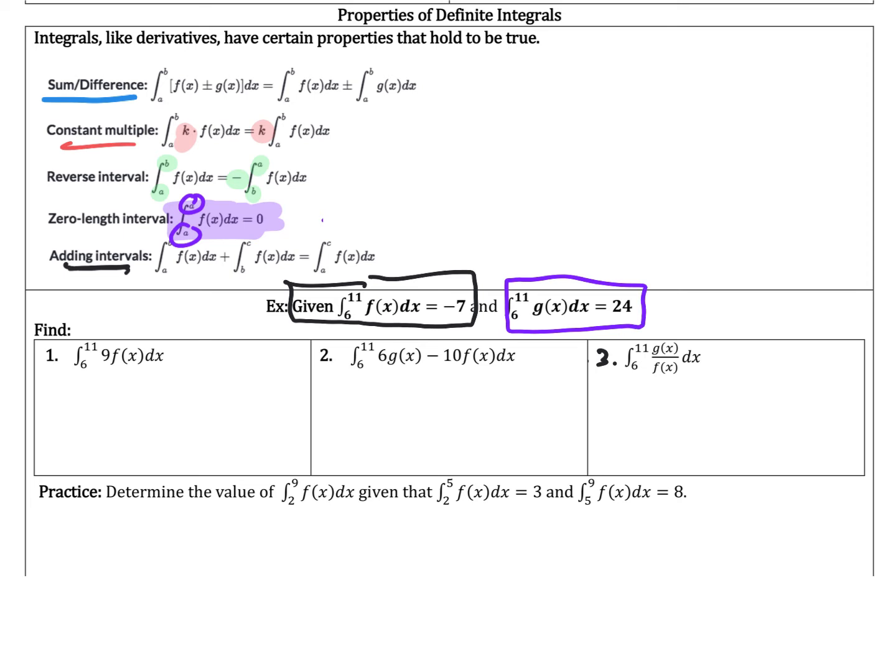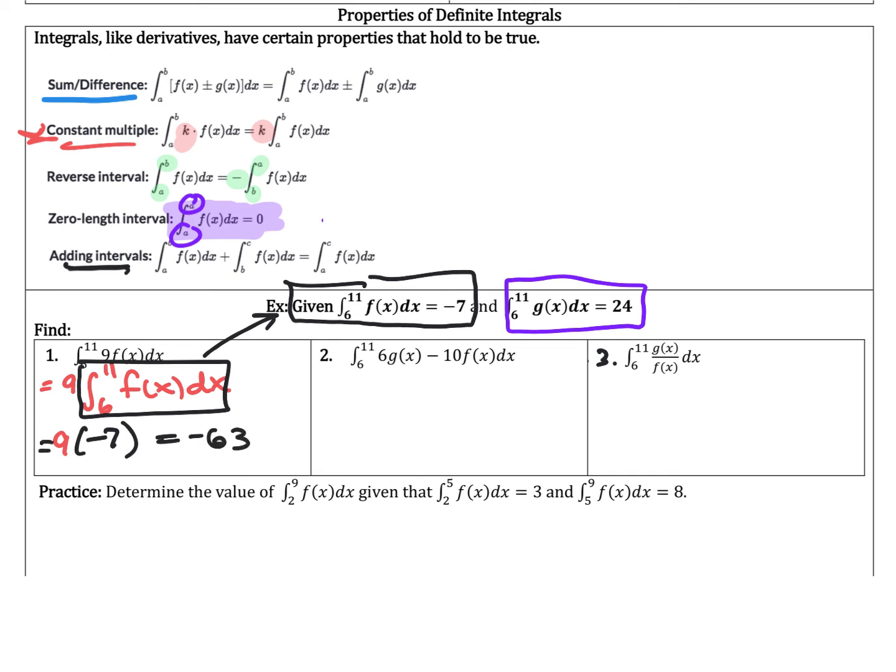Number 1 is asking us to find the integral from 6 to 11 of 9 times f of x dx. And what we can do here is apply the constant multiple property, and we can say this is the same thing as 9 times this integral from 6 to 11 of f of x dx. And we know that this, based on this fact here, is equal to -7. So this is 9 times -7. So we can say that this is equal to -63.